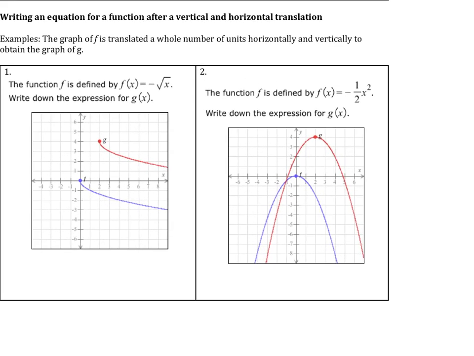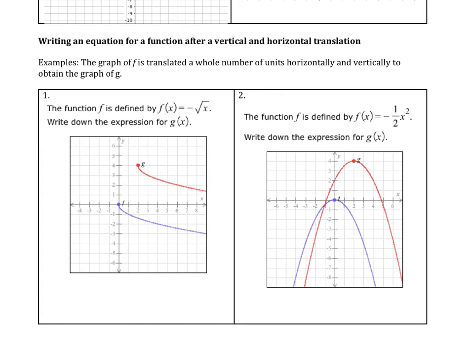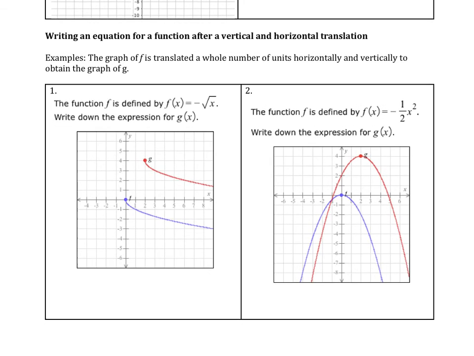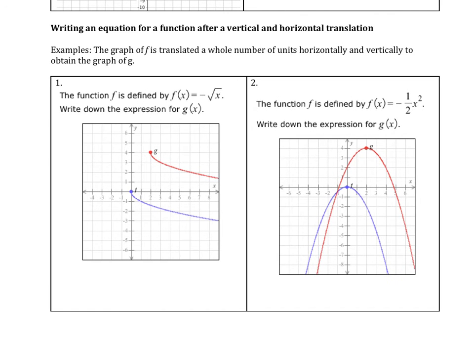The last topic in this unit, or in this 7.1 lesson in ALEKS, is now writing what the translation is. Okay? So you have to tell me what happened from the blue to the red, and then we have to write an equation from it. So if I look at the blue to the red, to get from the blue f line to g, I had to move right 2, okay? And then I had to move up 4.